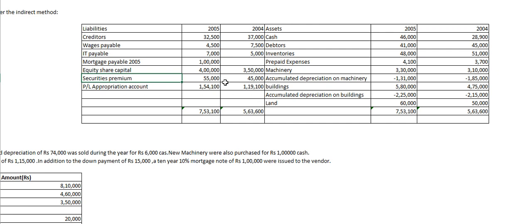Profit and loss appropriation account, you will have 1,19,100 minus 1,54,100, which gives a balance of 35,000, which is nothing but our net profit.